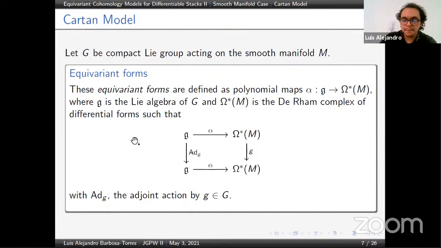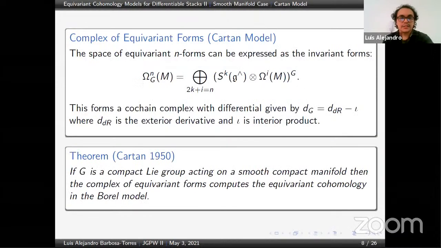Okay, so in this way it's going to be equivariant, but this actually can be seen as this space of invariant forms, where this part here is going to tell us about the polynomial form in the equivariant form, and in here you're going to get the differential form, with this grading that is twice the polynomial degree plus the degree of the form. And the differential is going to be given by the exterior derivative minus the contraction with the fundamental vector field. Okay, this differential we are going to call the Cartan differential. The good thing, that's a theorem given by Cartan, is that this complex is going to compute the same cohomology as the Borel model. Okay, so this is a good thing.